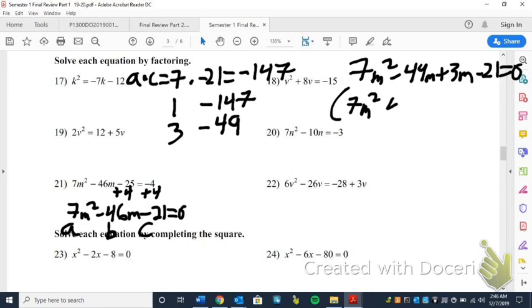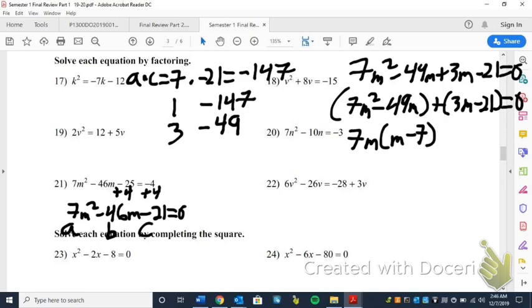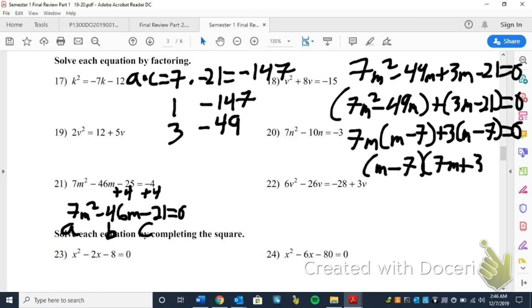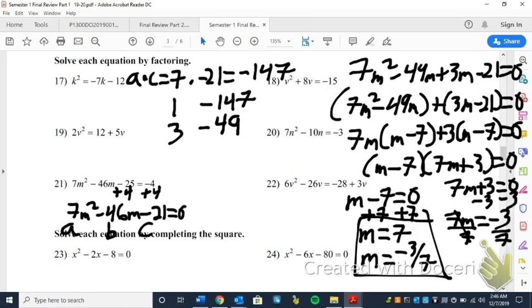So here we have 7m squared minus 49m plus 3m minus 21 equals 0. Greatest common factor of 7m squared and negative 49m is going to be 7m. And we're going to be left with m minus 7. Greatest common factor of 3m and negative 21 is going to be 3. And we're left with m minus 7. Factor out the m minus 7. We're left with 7m plus 3 equals 0. And we set those both equal to 0, and we get m equals 7, or m equals negative 3/7 is our solution.